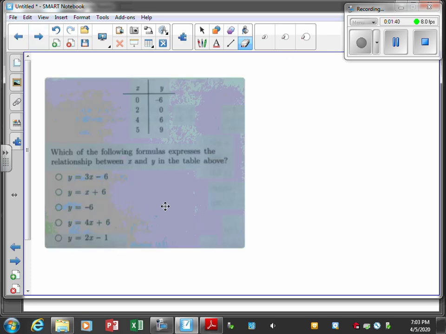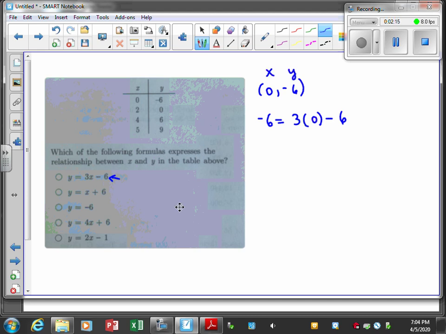Okay. This next set, well, there's a couple of different ways you can do this one, but usually on these, plug and play is probably the easiest. So plug in the values for x and y. If we use the ordered pair (0, -6) and plug that into the first one, y is -6, and this first one is y equals 3 times x minus 6. This is your x, this is your y, x is 0. Then that's just going to be -6 is equal to -6, which is true. So this one worked.